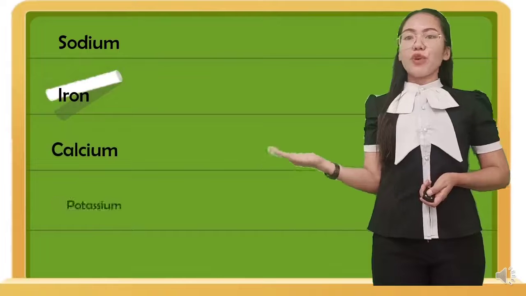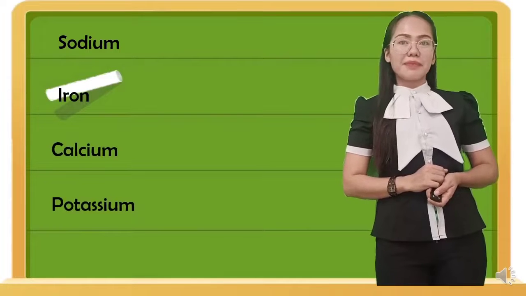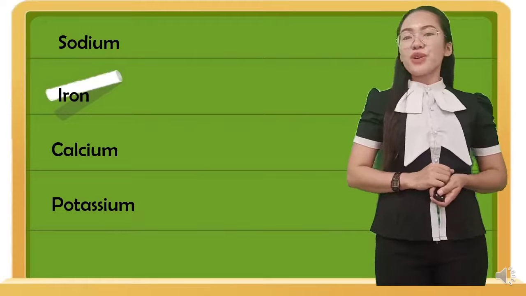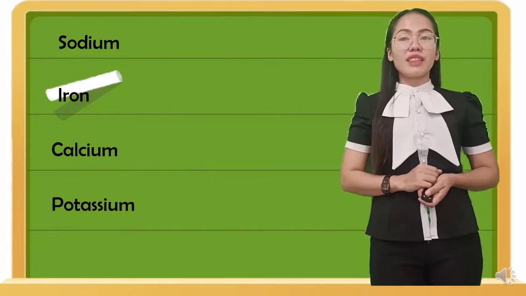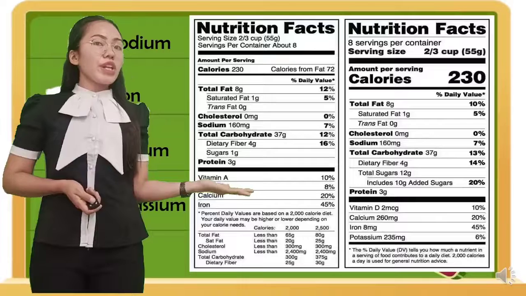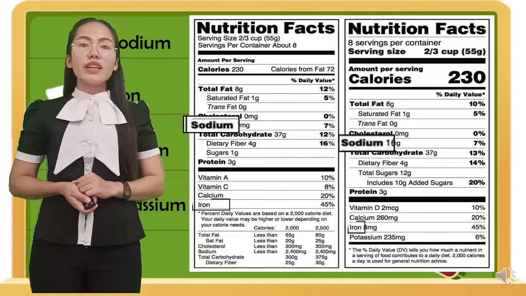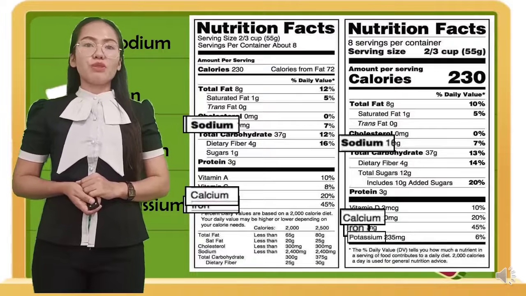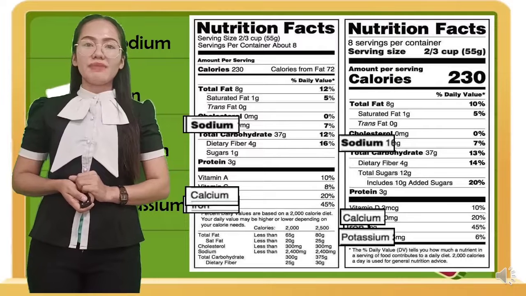We have here 4 elements. How many of you have consumed this element? Oh, quite a few of you. Do you know that these elements are also present in the foods we eat? For instance, these product labels contain sodium, iron, calcium, and potassium. That is what we are going to learn in this lesson.